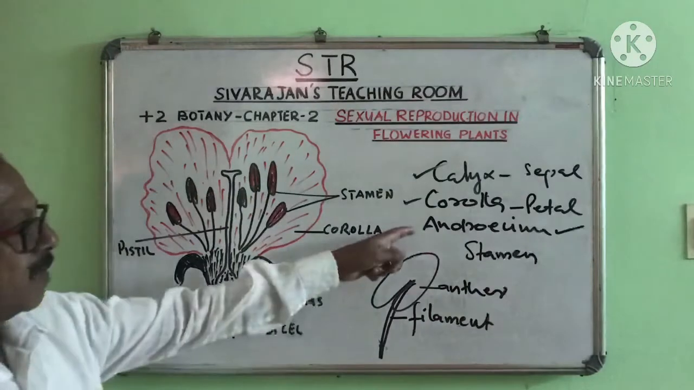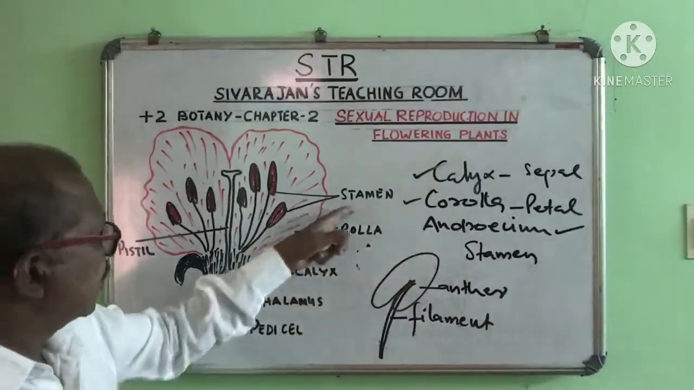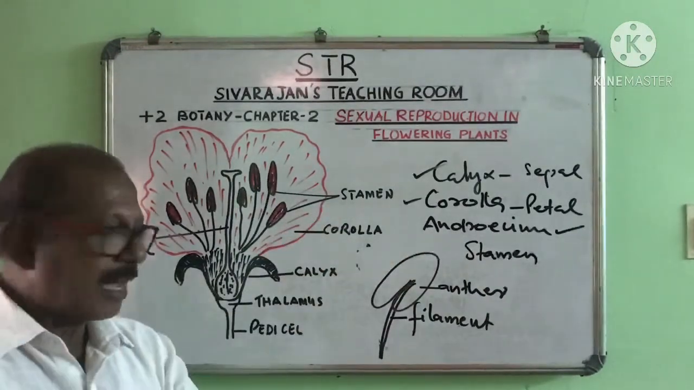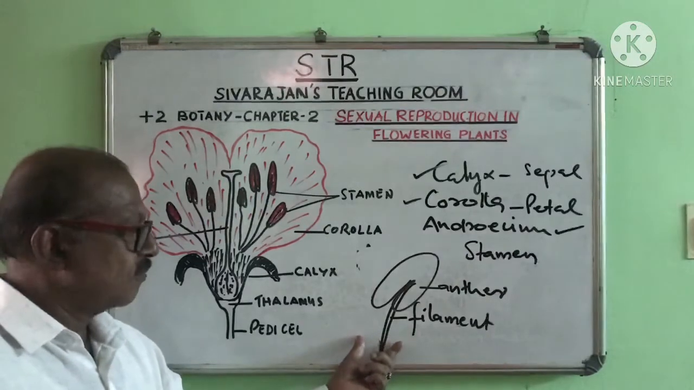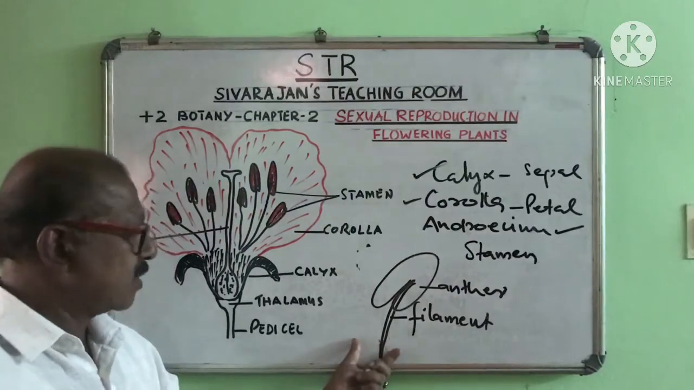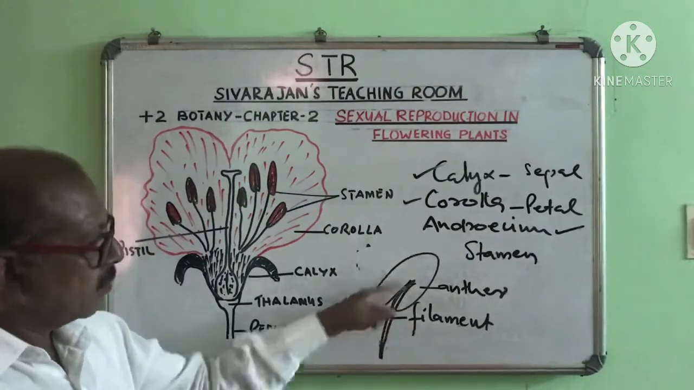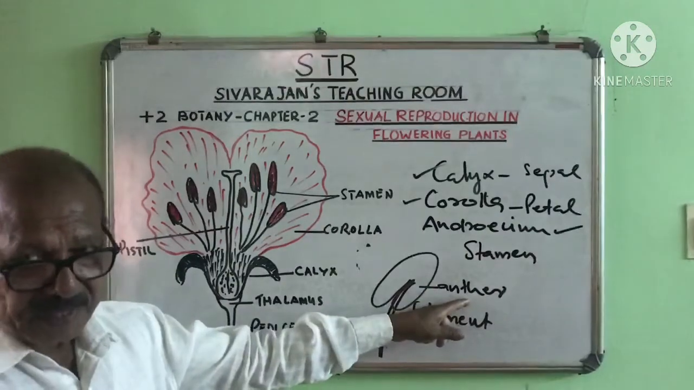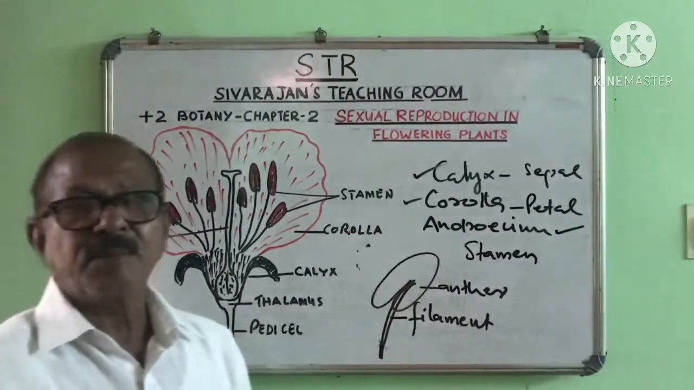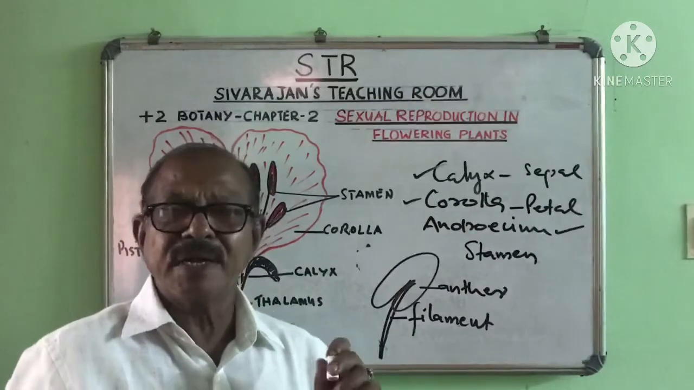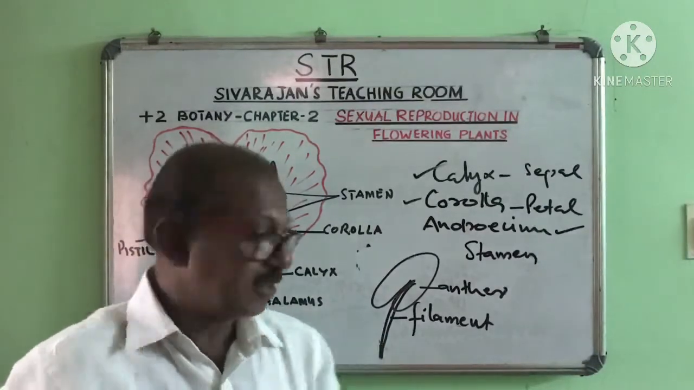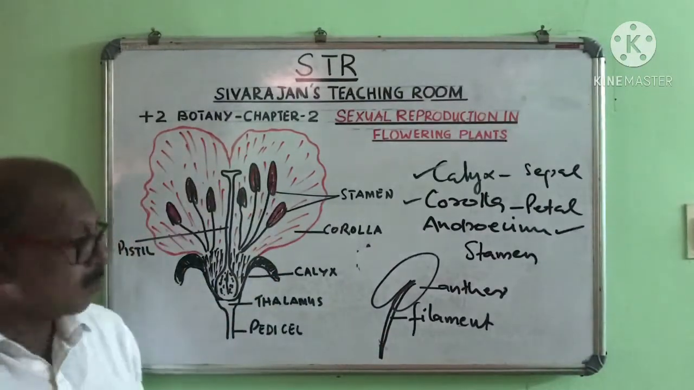So the androecium has many units called stamens, and each stamen has a long, slender stalk-like structure called filament, and at the tip of the filament there is the anther. It is inside the anther that the pollen grains are produced, and the pollen grains contain the male gametes. Okay. Now the innermost part.